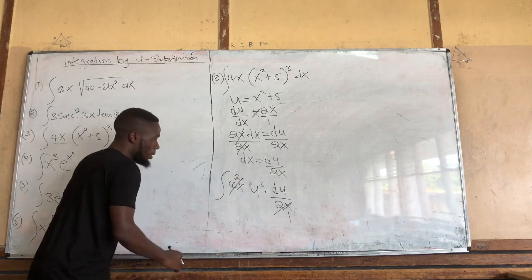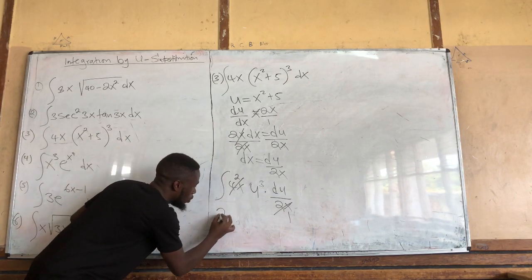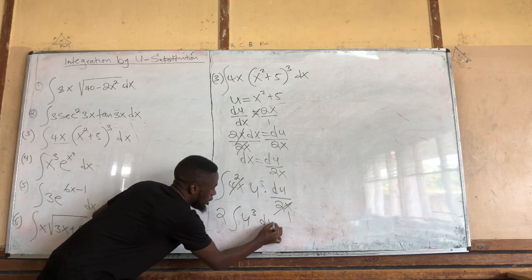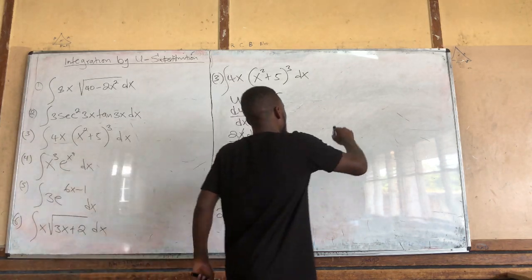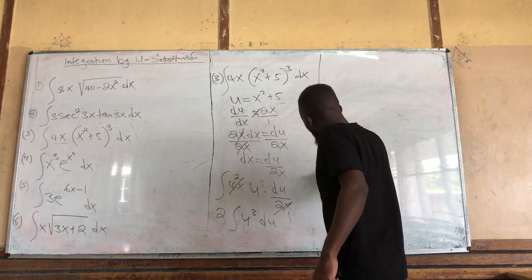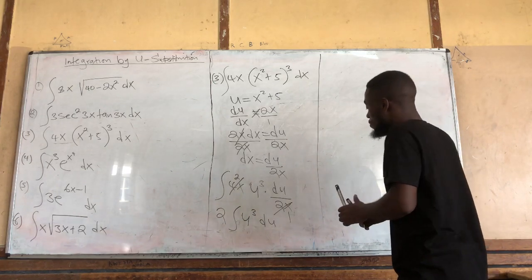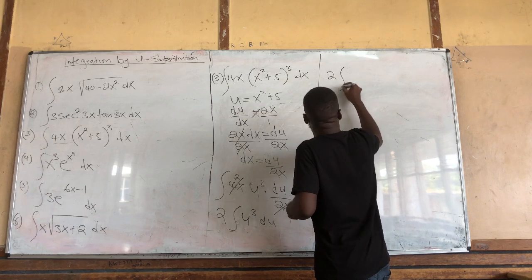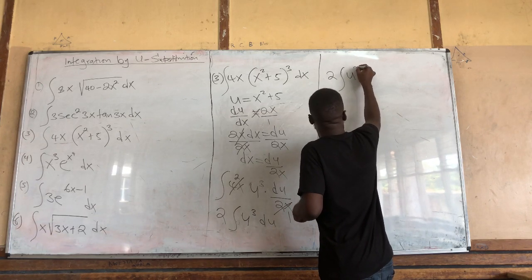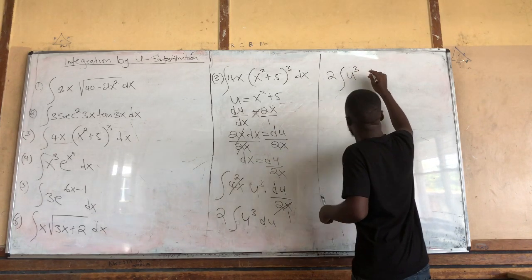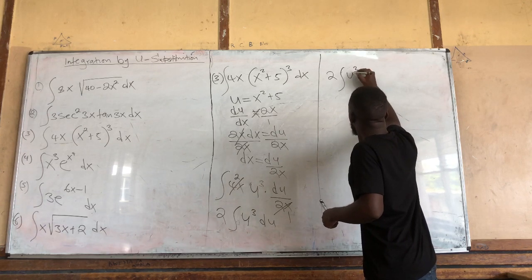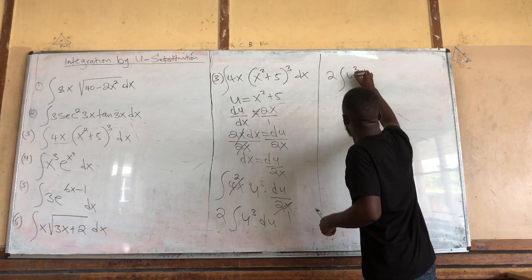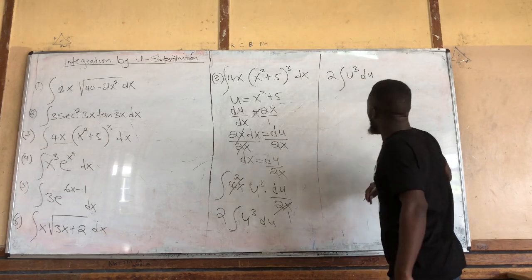So meaning we can take this 2 outside to get 2 times the integral of u to the power 3 du. Let's move to here: 2 times the integral of u to the power 3 du.